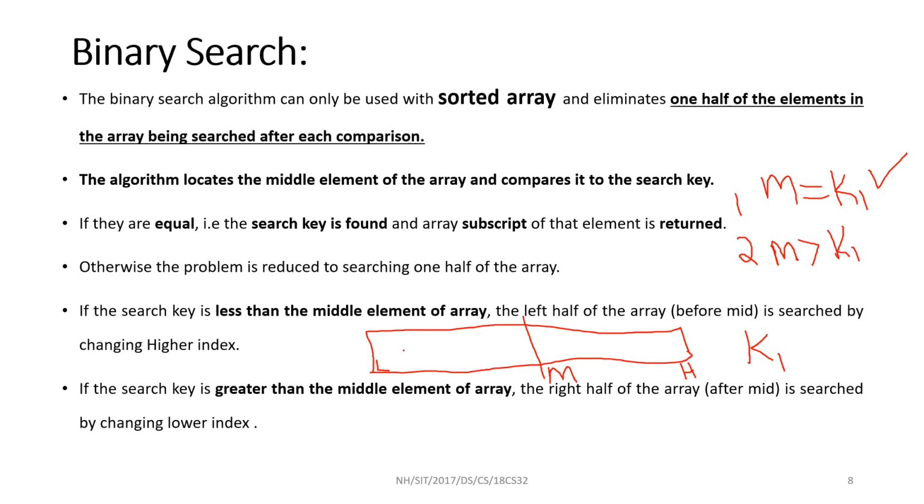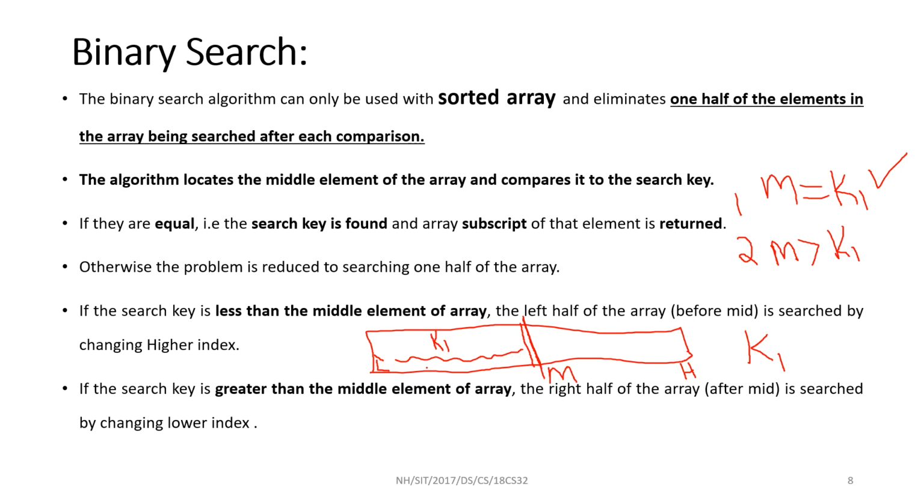It might be somewhere here, but it is not equal to M. That means we have already compared this M with K1. That K1 is somewhere here, I don't know. For that, I have to consider this part only, starting from L till 1 less than the mid element. Earlier it was L. This was H. For the next phase, I need not compare this part. I need to compare only this part, but except M.